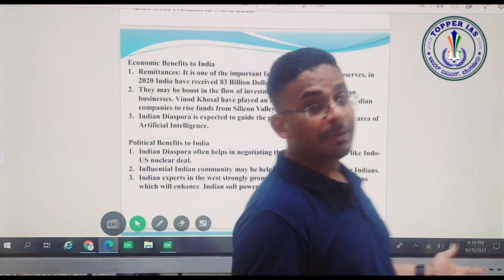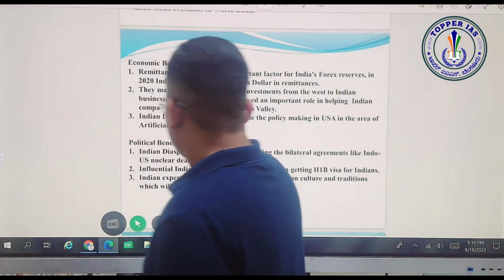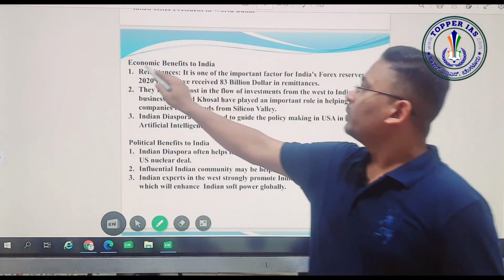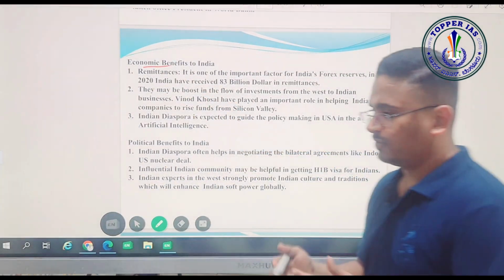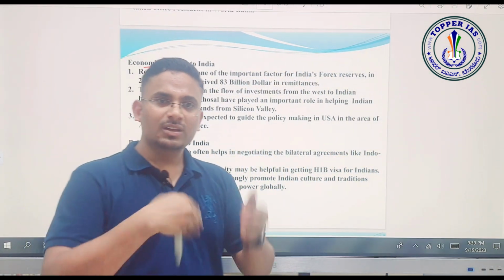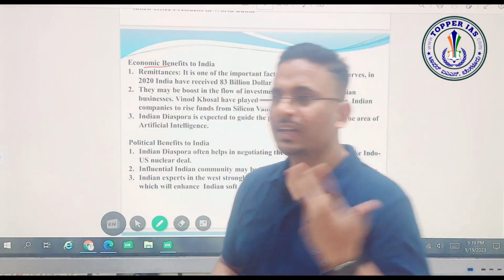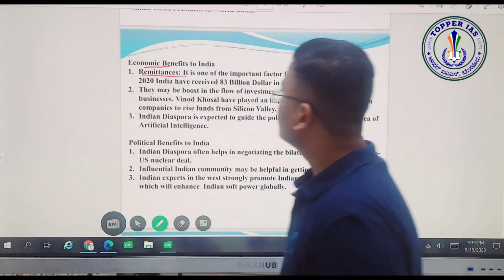But how is it going to help India? That is the second part of the question, right? So how will it help India? Economic benefits for India. What happens if Indians are in good positions? Certainly they will earn more and more money. When they earn a good amount of money, what will they do? Certain money they will use and certain money they will send back to India in the form of remittances.